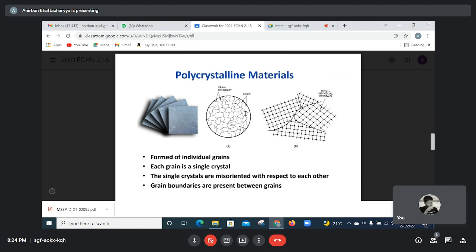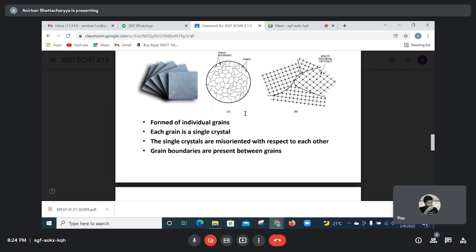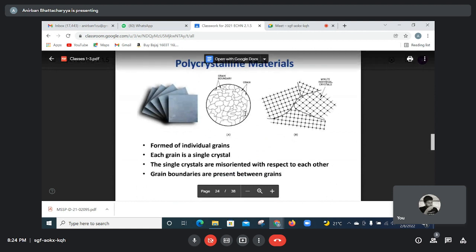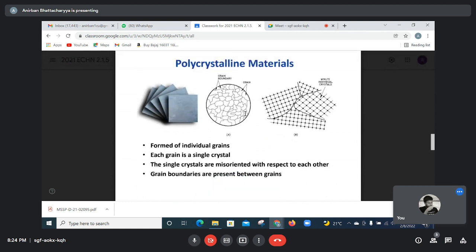An amorphous material is something which does not have any periodicity whatsoever. This is polycrystalline. Most materials are polycrystalline by nature. Metals are polycrystalline. Single crystals are difficult to find. In nature, when they are there, it's very expensive, and you have to make them. How you make them is a subject for another class.